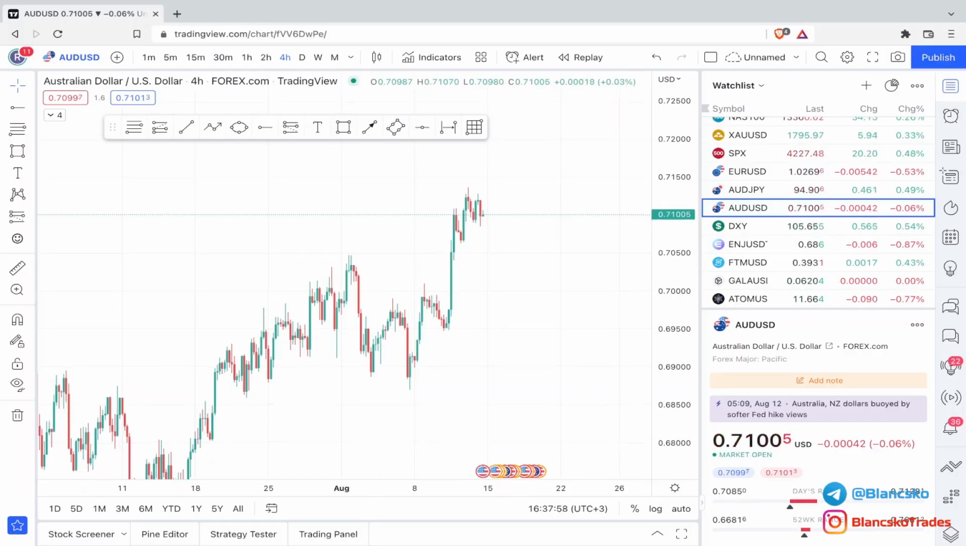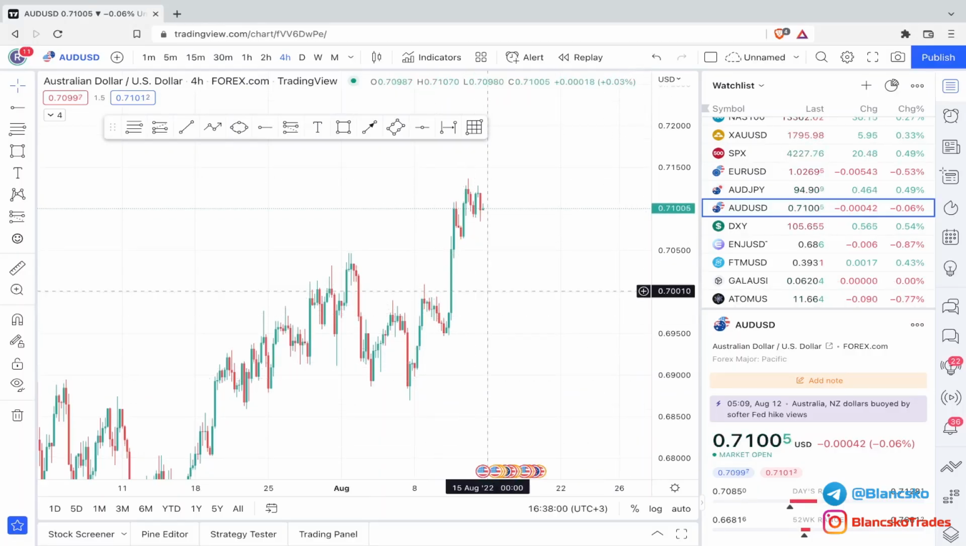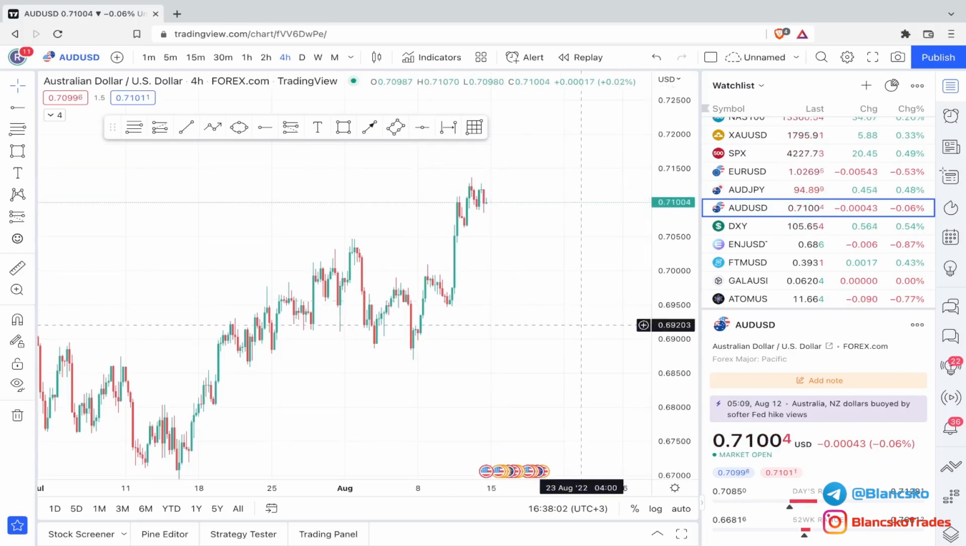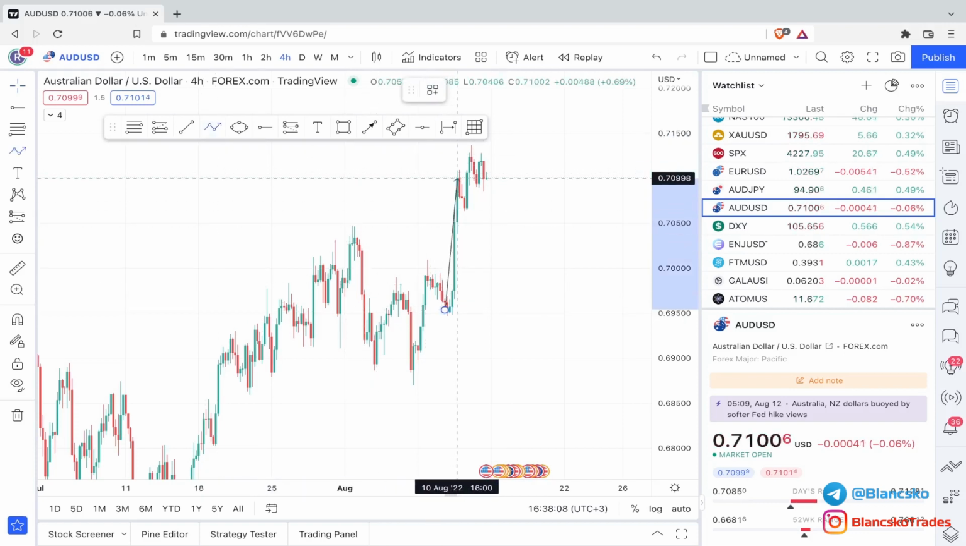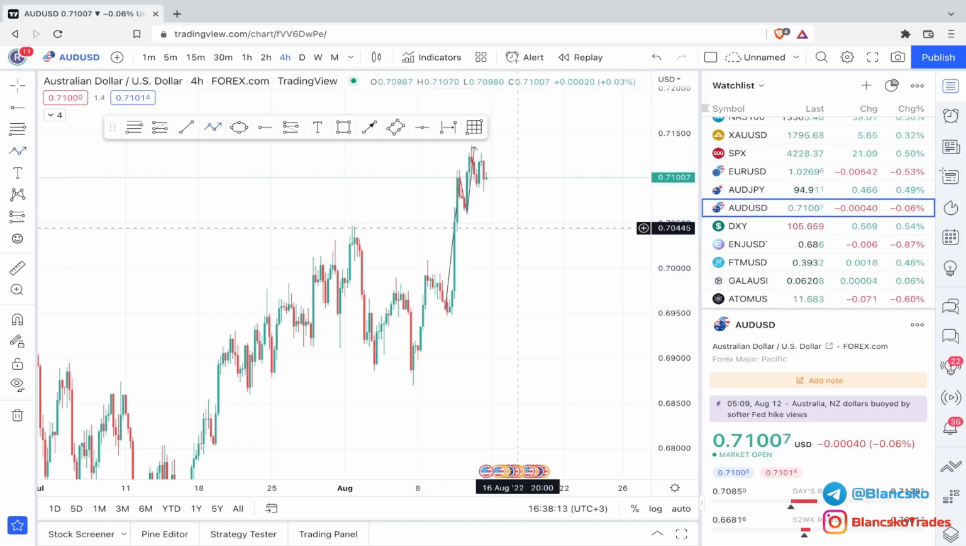So now, as I said, we have to determine if we are in an uptrend or downtrend on the H4, and it's very simple to see that we created a higher high right here, then we created a higher low right here, and then we created a new higher high right here. So our range is this one right here.